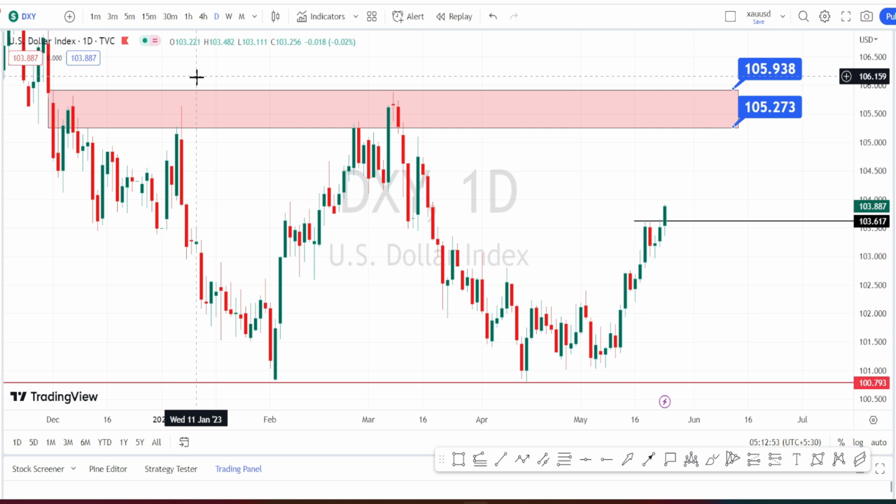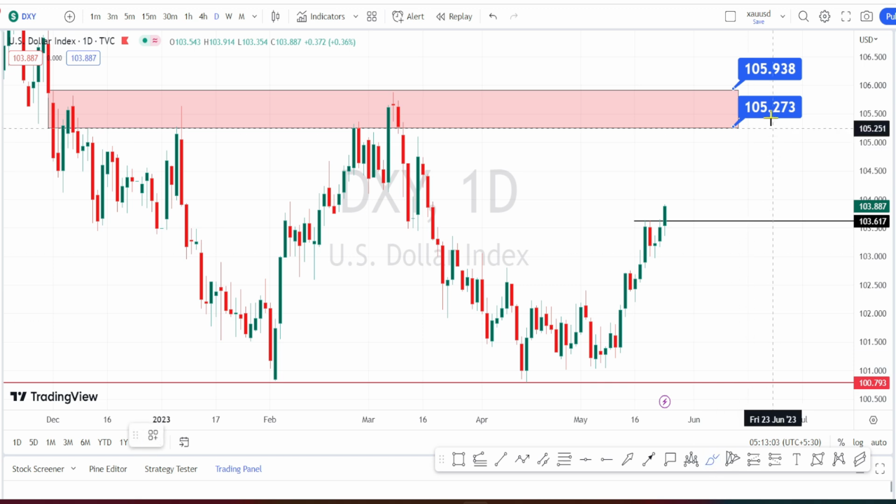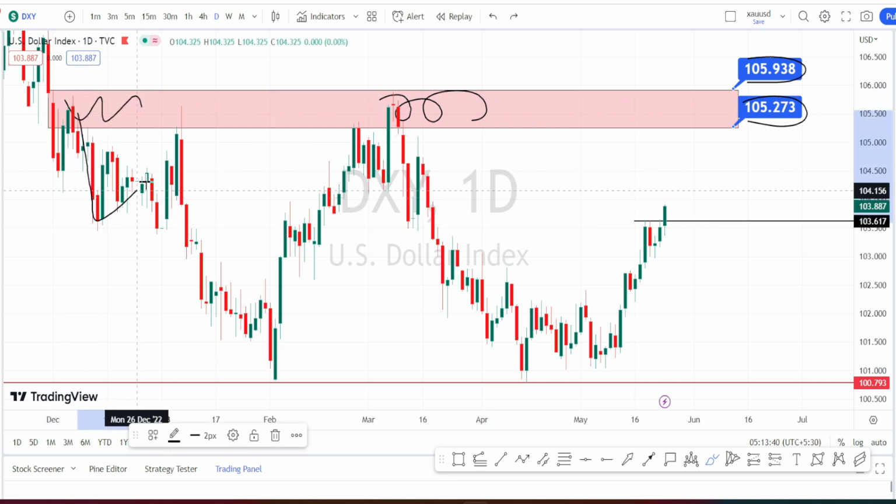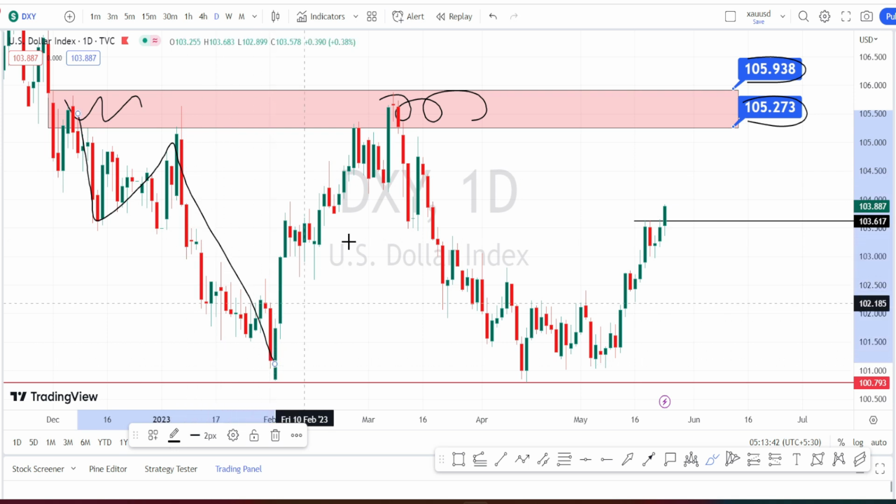Let us look at DXY before going forward to gold analysis. So I am in daily time frame of DXY dollar index. And when we look at the past price action, this zone between 105.93 to 105.27 has been acting as a very strong resistance zone, and every time the price action tries to break this resistance zone, we have noticed a price action to make a bearish side trend reversal.